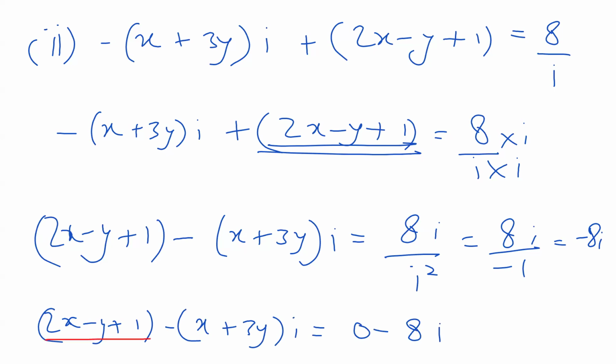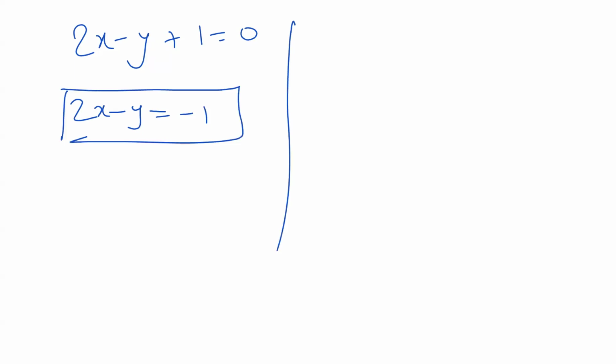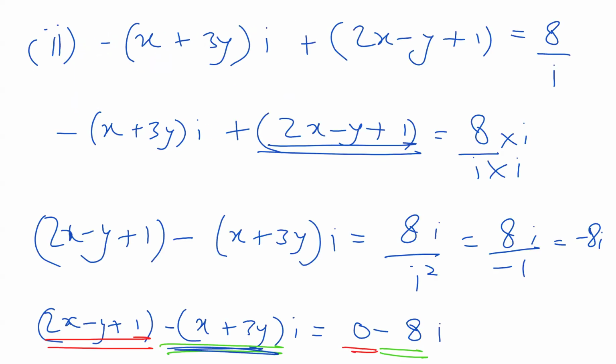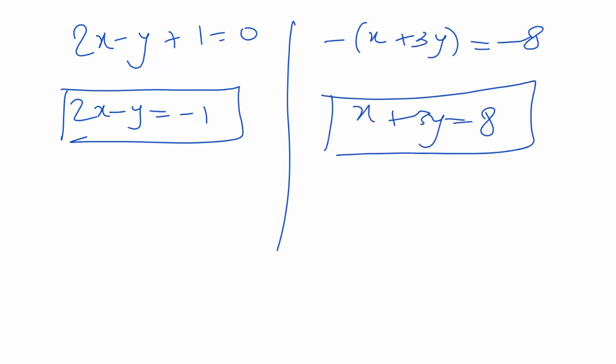So if you take a look at this, 2x minus y plus 1 is equal to 0, and minus x plus 3y is equal to minus 8. So by comparing the real and imaginary parts, 2x minus y plus 1 equals 0, so 2x minus y is equal to minus 1. This is the first equation. And the imaginary parts, minus x plus 3y is equal to minus 8. Minus minus is getting cancelled, so x plus 3y equal to 8. Solve these two simultaneously. You'll get your desired answer.